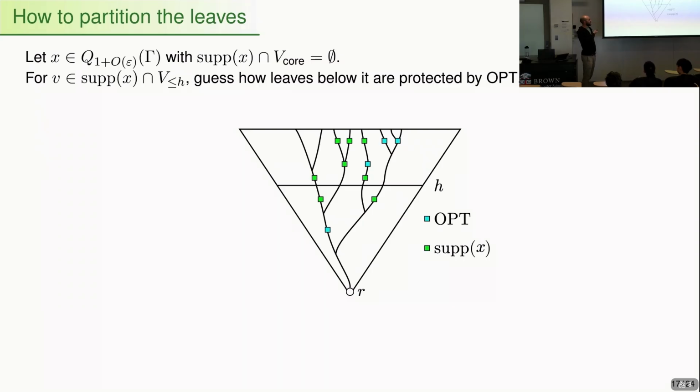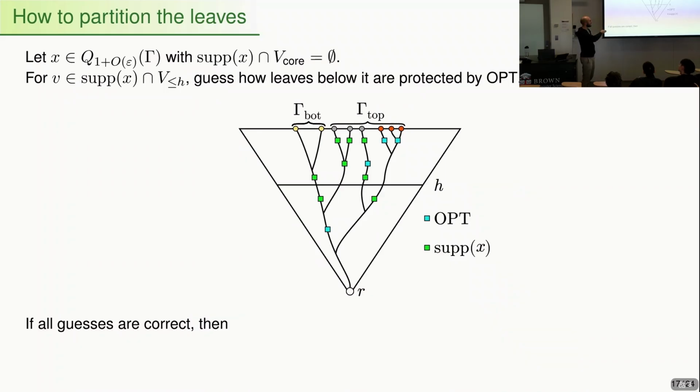Then we just do what I said before. For each of the support vertices, we guess whether the vertices in the subtree are protected by some OPT vertex on the bottom levels, which would be the case here. So this will be part of our bottom set, and this one is in the top set. There are also some remaining vertices for which we don't have any support vertex on the path up to the threshold height. Those we would also put into the top instance.